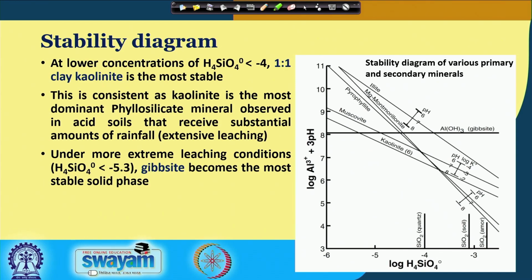Under more extreme leaching conditions, that means when the H4SiO4 is less than 5.3, in this region, obviously you will see that only gibbsite is more stable than kaolinite.